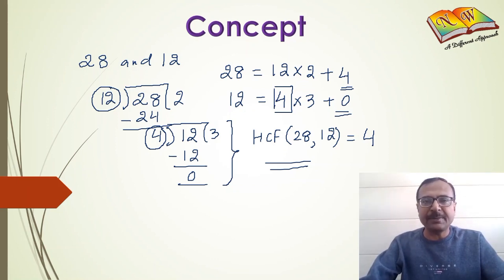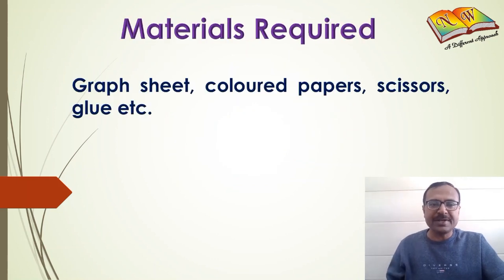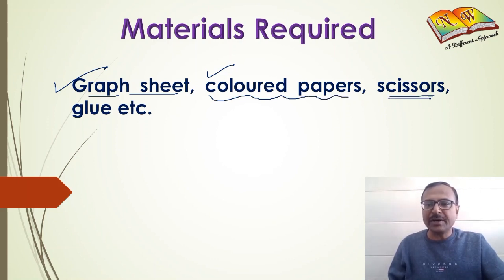Let's see what are the materials which are required to perform this activity. We require a graph sheet of paper on which we will be pasting colored paper sheets. The colored papers, you require at least 4 to 5 colored papers, and then a scissor to cut the various shapes which are required, glue to paste the required sheets on the graph paper. Now all these materials will be used, and the experimental verification of this will be possible. So let's see how you can verify this experimentally now.